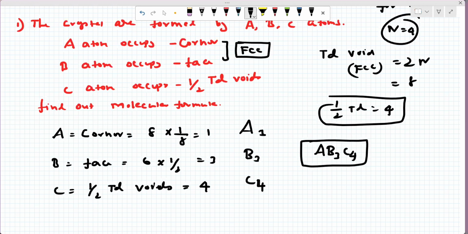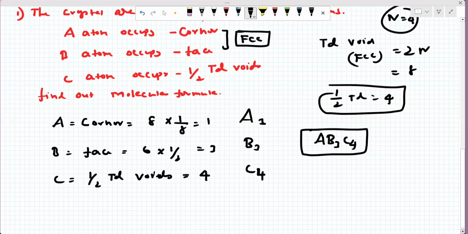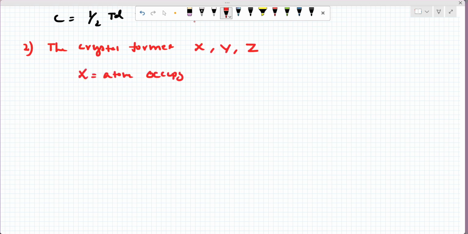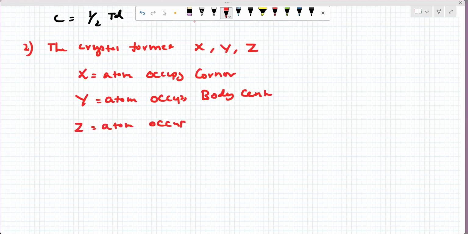Let's go to this question. You can try this one. Simple. Second question: a crystal is formed by X, Y, Z. The X atom occupies the corner, the Y atom occupies the body center, and the Z atom occupies the tetrahedral voids.